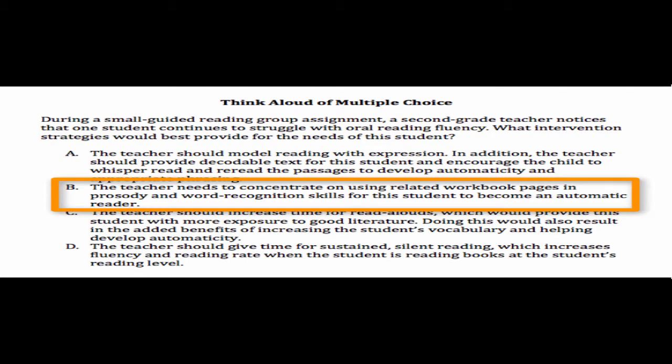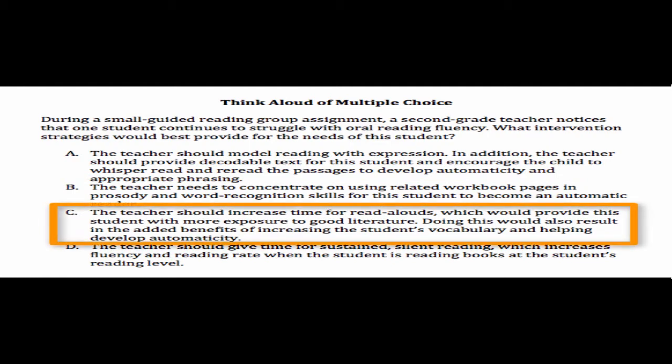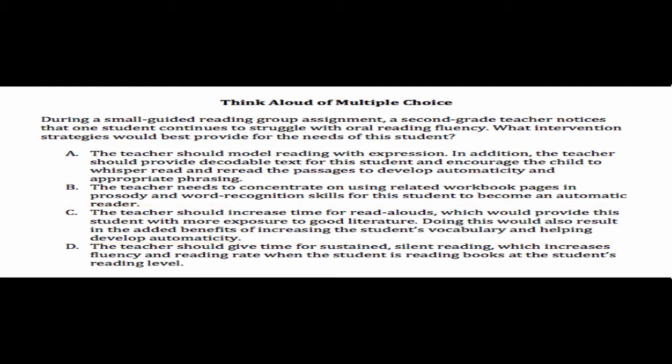The teacher needs to concentrate on using workbook passages in prosody and word recognition skills for this student to become an automatic reader. I stop there because I know that students completing a workbook page will not help with oral reading fluency, so I eliminate this answer choice. Then I go down to option C. The teacher should increase time for read-alouds. I'm not really sure how a teacher read-aloud would provide a student time to practice reading orally. True, teacher read-alouds would provide good modeling of fluent reading, but nothing in the rest of the answer choice has the student doing the actual reading, which would provide the student with more exposure to good literature. So I eliminate this choice too.